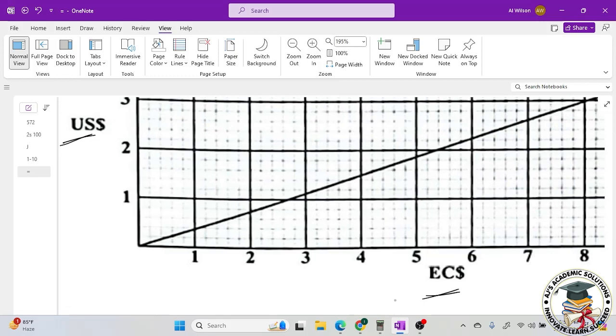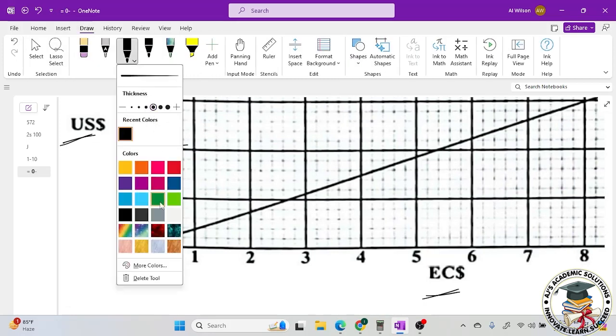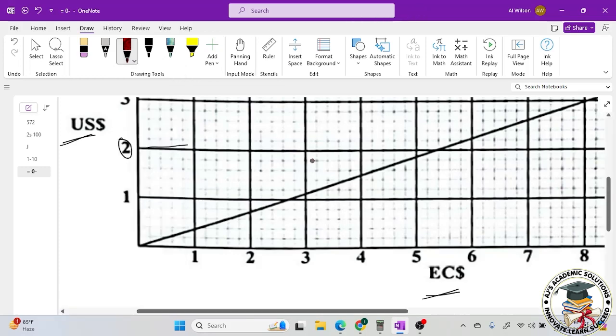So this is where 2 is. And we're going to come across. Let me just change a bit. Let's just go with something fancy. Let me increase the thickness as well. You're not supposed to use something thick, but I'm just doing it so you can see what's happening.